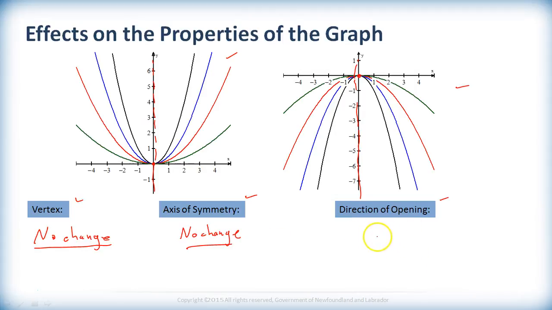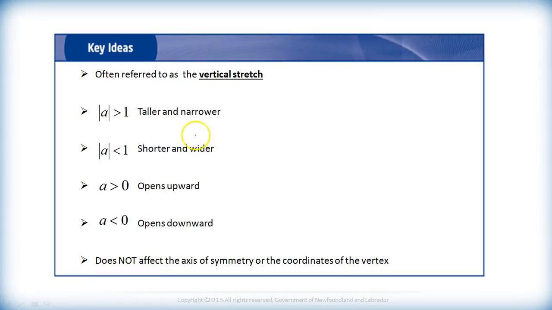The direction of opening does change. If a is positive, our graph opens up, and if it's negative, our graph opens downward. Okay, that's the key distinction. So there are really two effects of the value of a: it affects the shape and it affects the direction of opening.